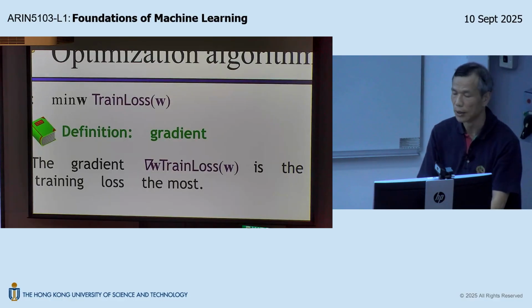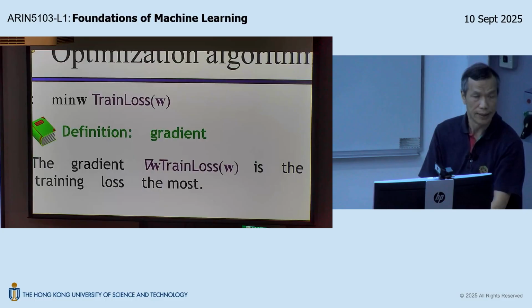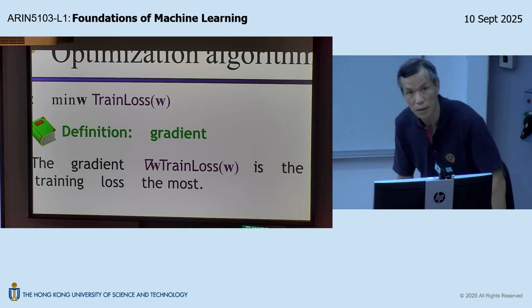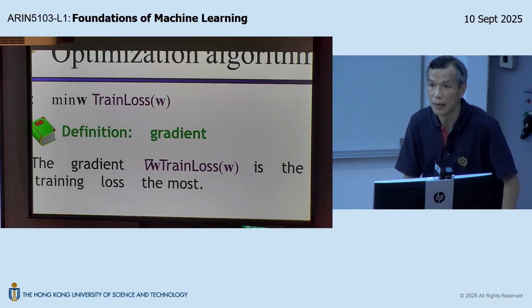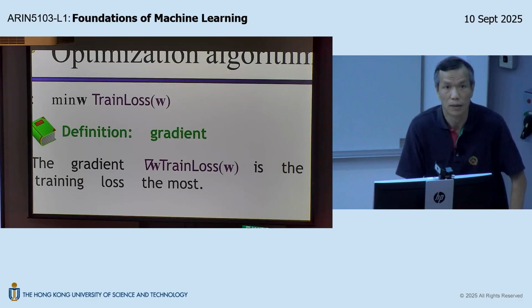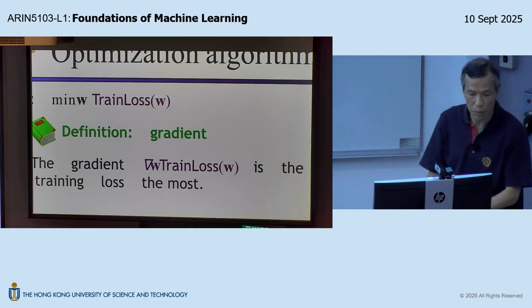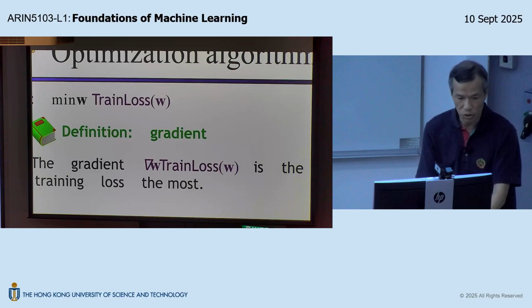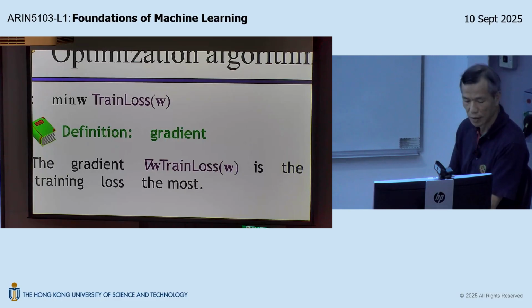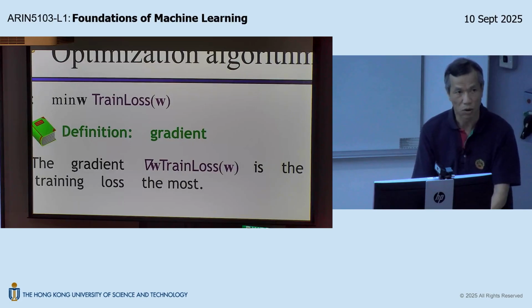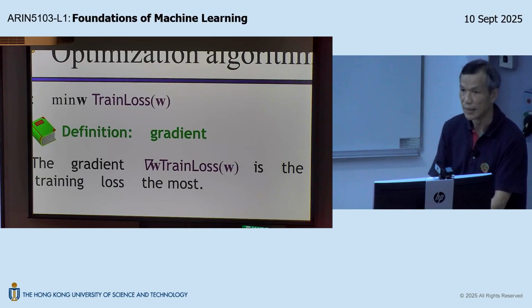In principle, you can use whatever optimization algorithm that you know. I suppose some of you are from the math department. Anybody whose undergrad is in math? No. So anyway, there are lots of optimization algorithms, but in this course, or in machine learning, the most commonly used optimization algorithm is based on the very simple gradient descent.